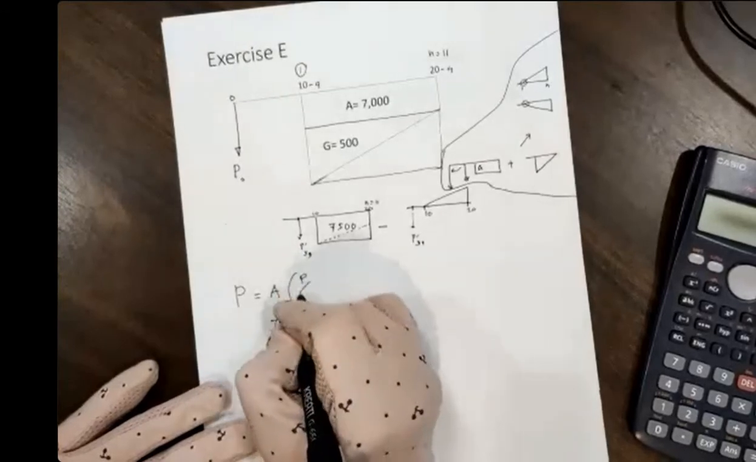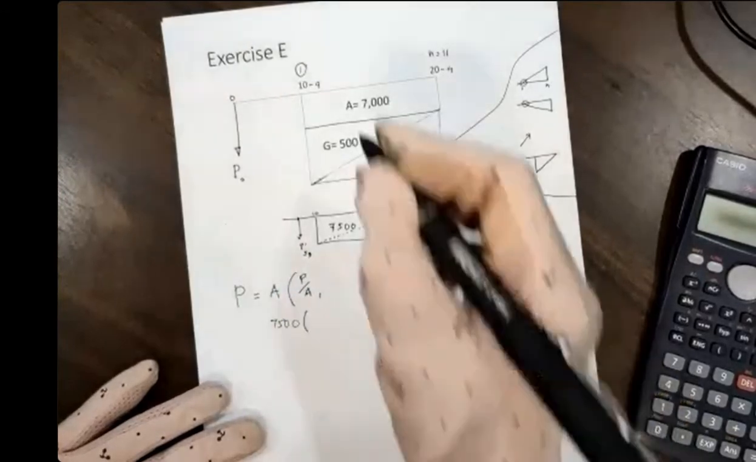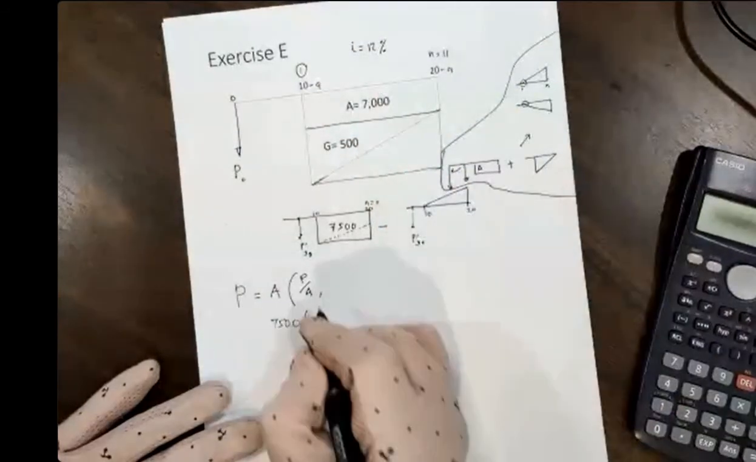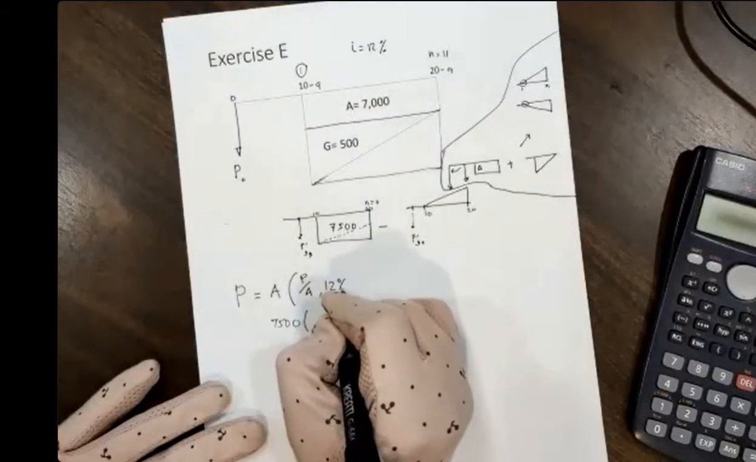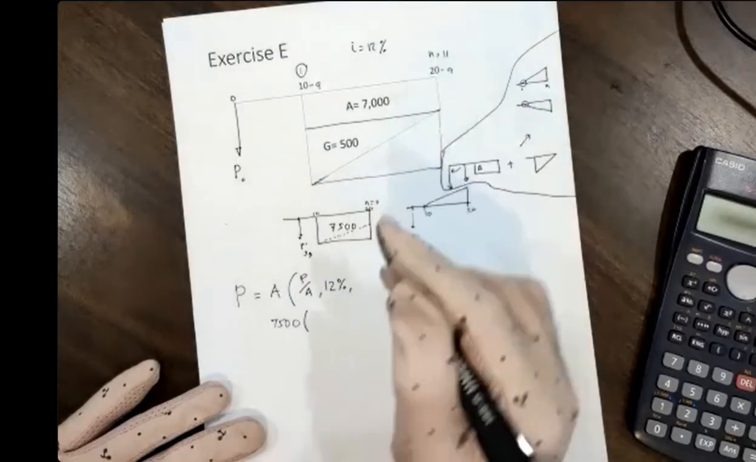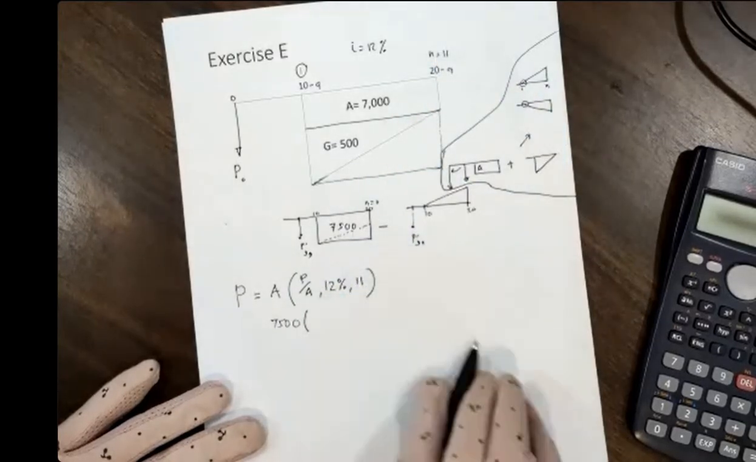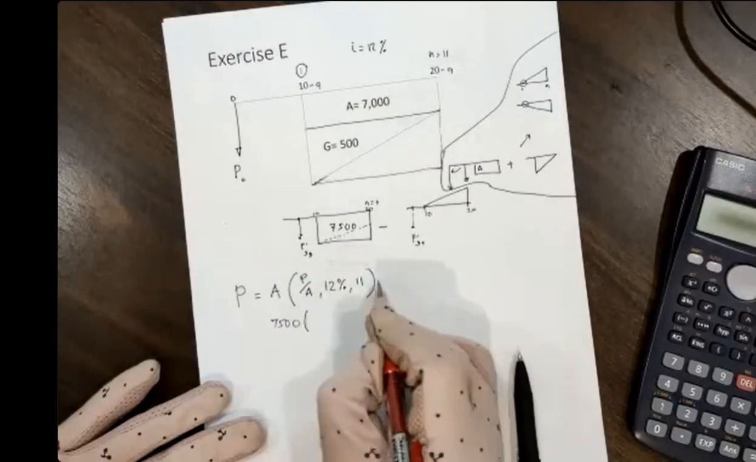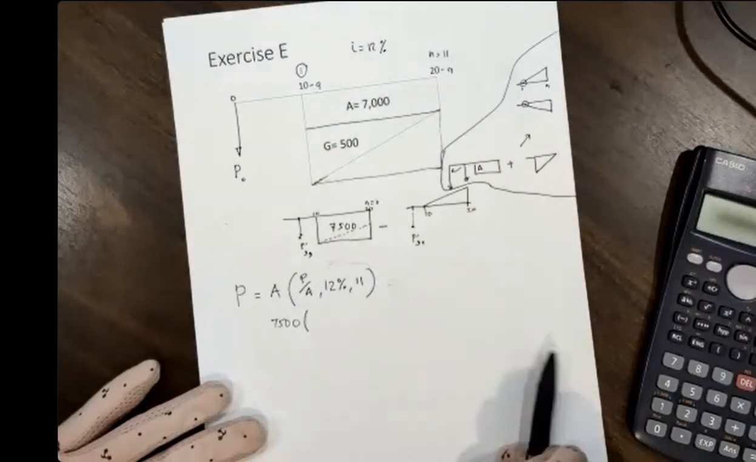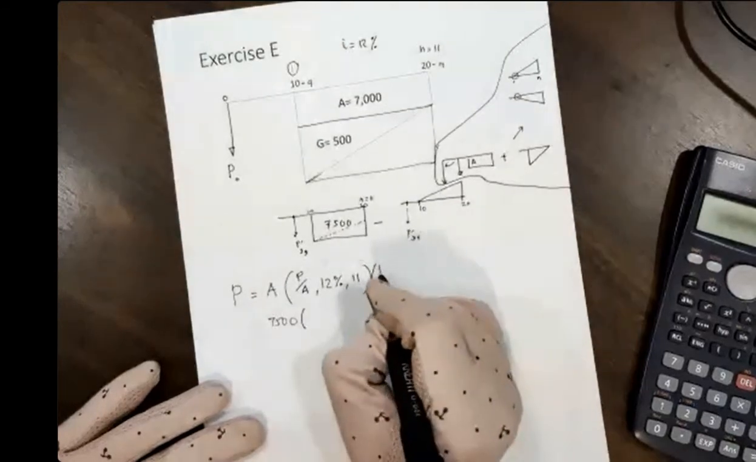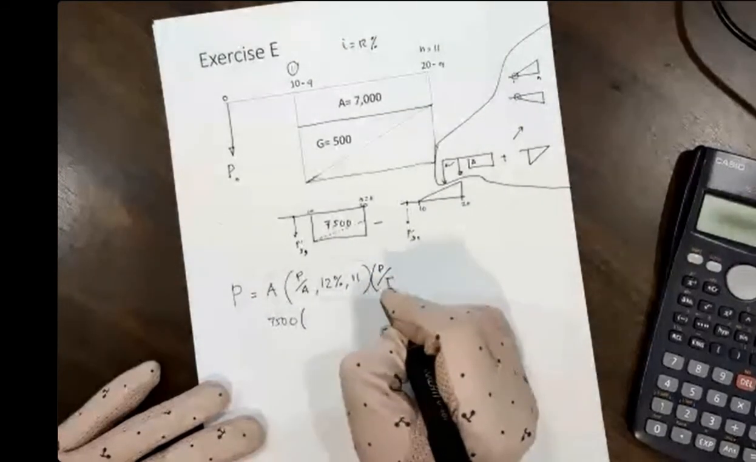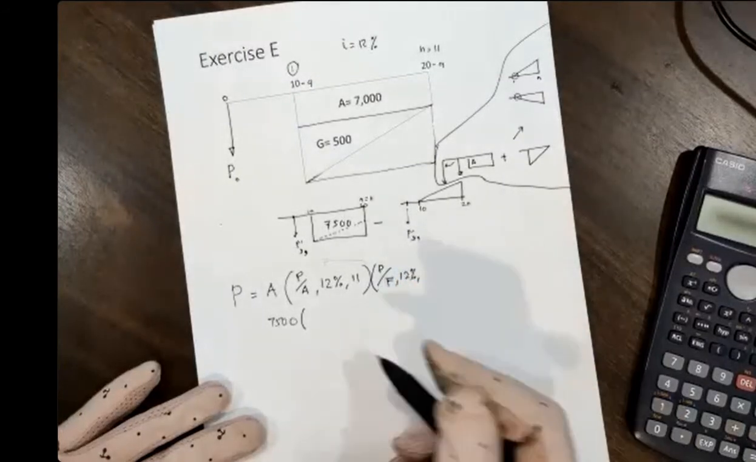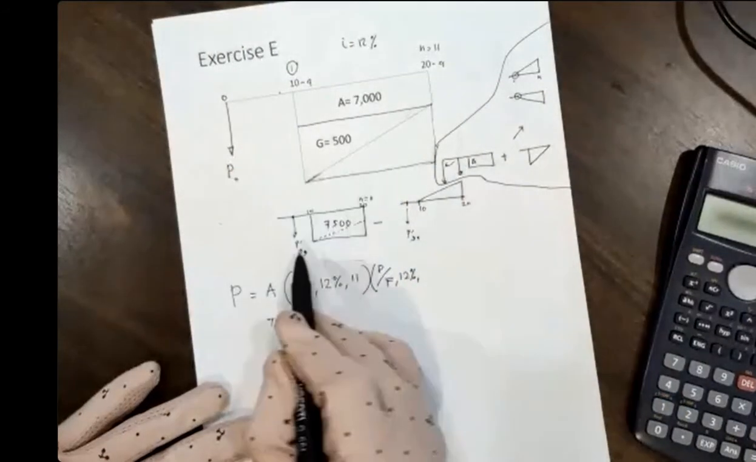A P over A. I is, let's say, 12%, and N is 11. This one becomes F, all of this becomes F. So P over F, and this is the same 12%. N is at 9, this one at 9.